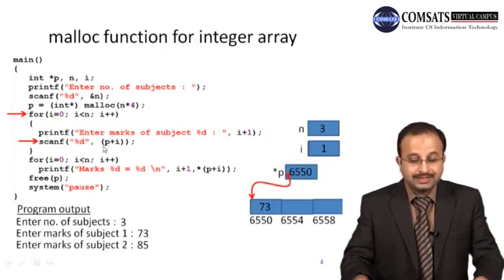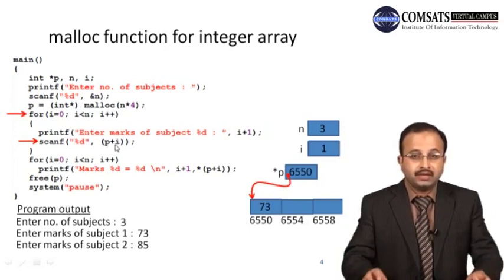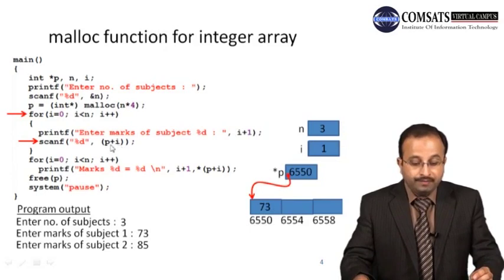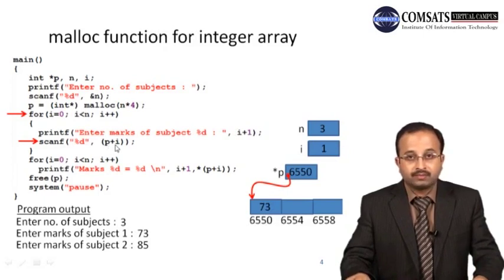You are not saying p is equal to p plus I. You are saying p plus 1. You are just adding I to p, and you are providing this address to the scanf function to store the value that you have input from the user in this memory location. So what is this memory location? This is 6550 plus 1. So 6550 plus 1 means 6554.